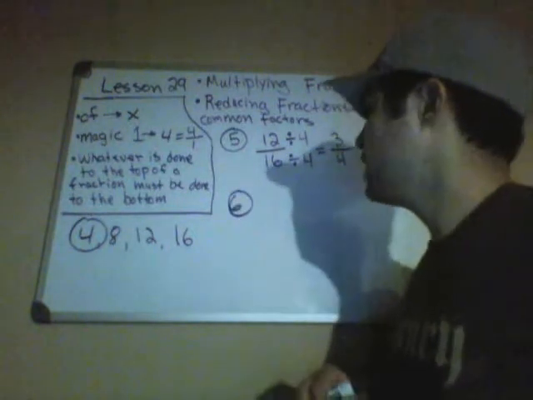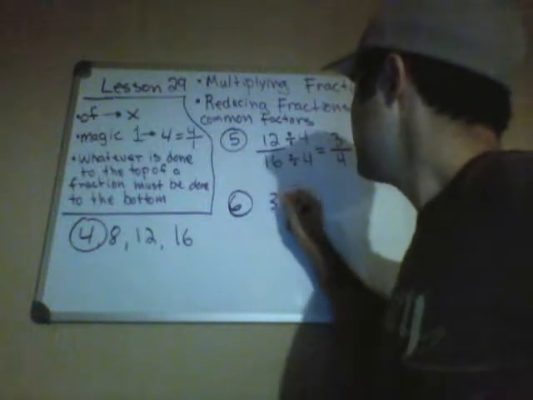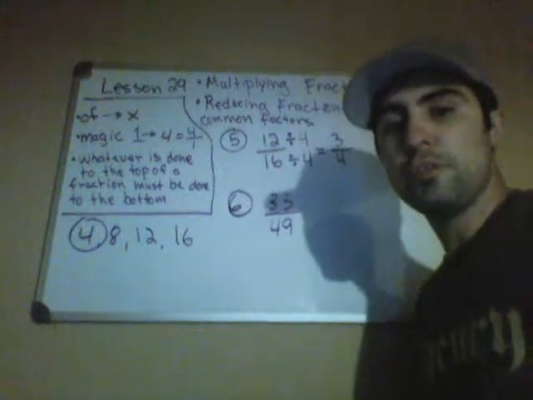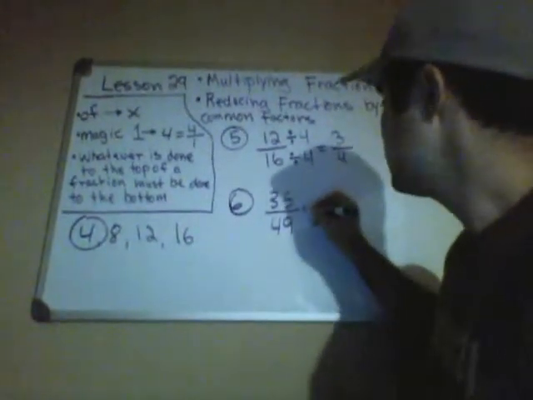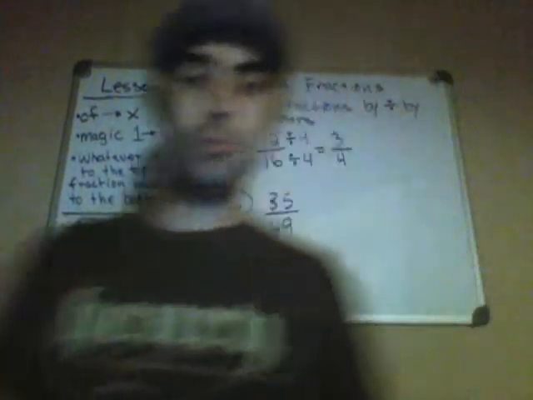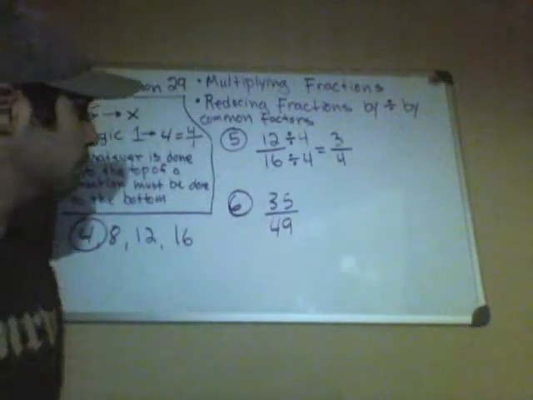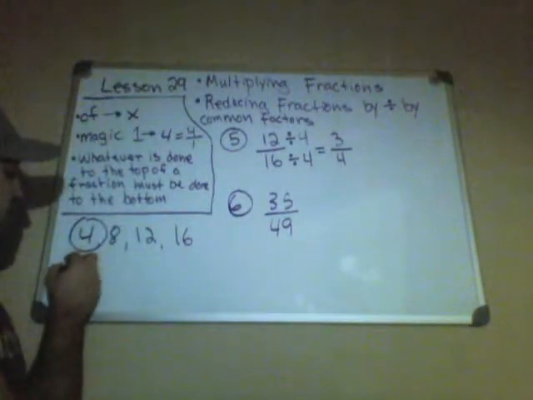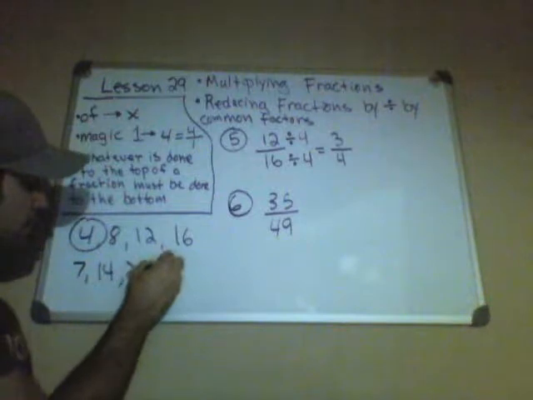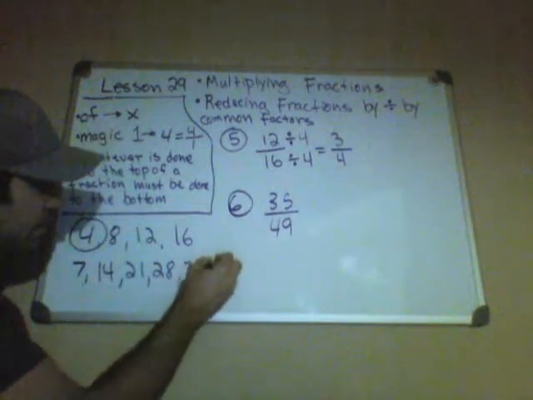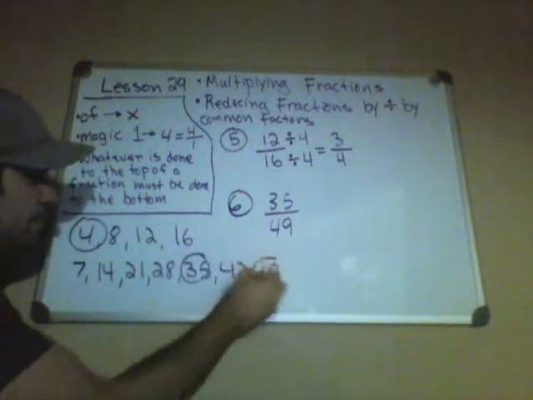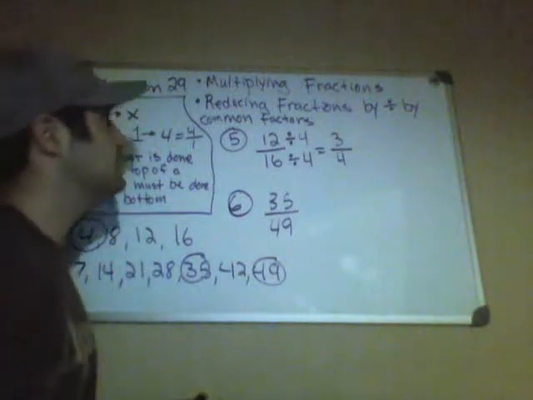Okay, let's just go ahead and do another one. Let's do 35/49. Okay, so if you remember your factors of 7, real quick, you can realize those are both multiples of 7. So let's write out some multiples of 7: 7, 14, 21, 28, 35, 42, and 49. Yep, they're both multiples of 7. So 7 is the common factor.